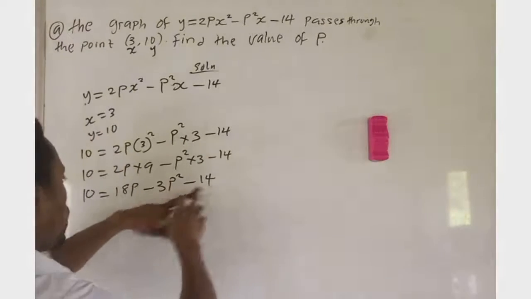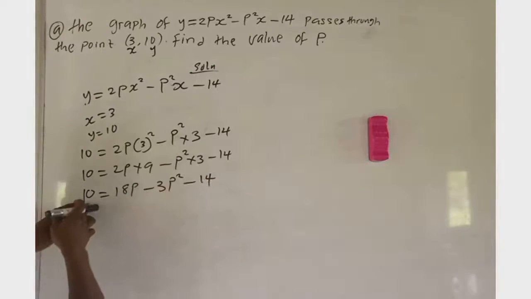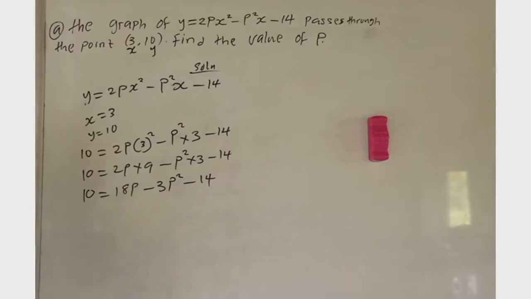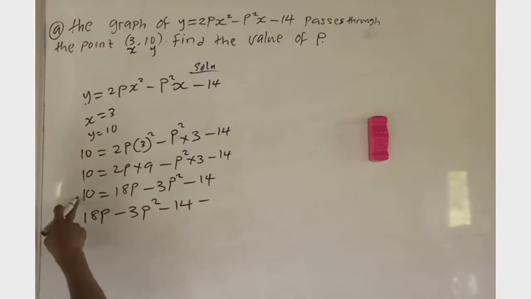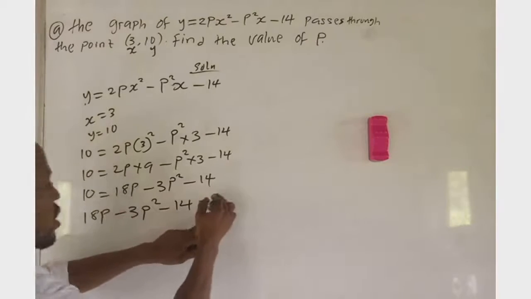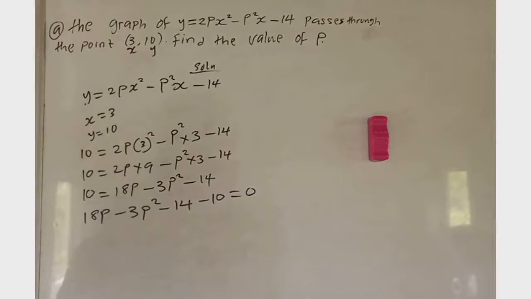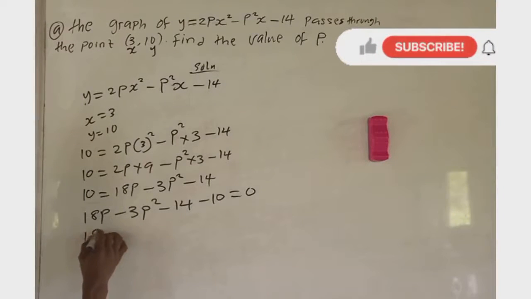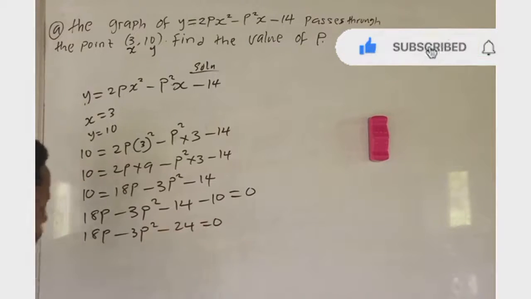Looking at this equation, we have 10, 14, 18p, and 3p squared. We collect like terms and take the 10 to the other side, so it becomes 0 on this side. We write 18p minus 3p squared minus 14. Taking 10 across, the sign changes to minus 10, equal to 0. So minus 14 minus 10 gives minus 24. We have 18p minus 3p squared minus 24 is equal to 0.